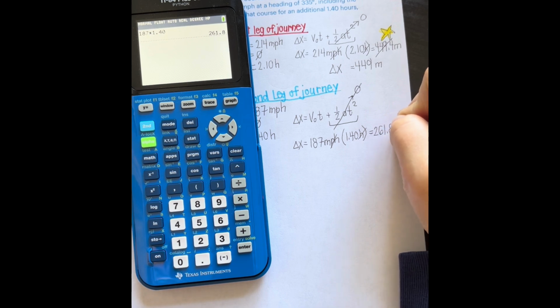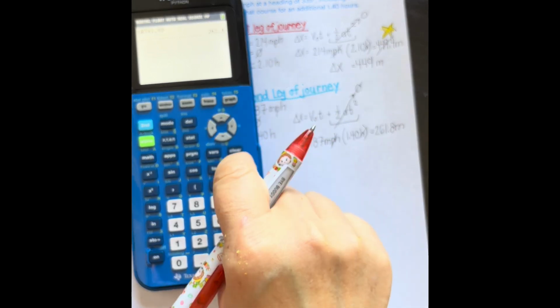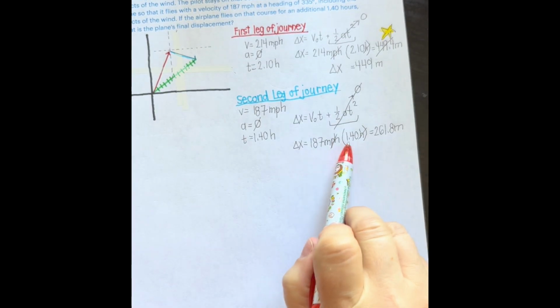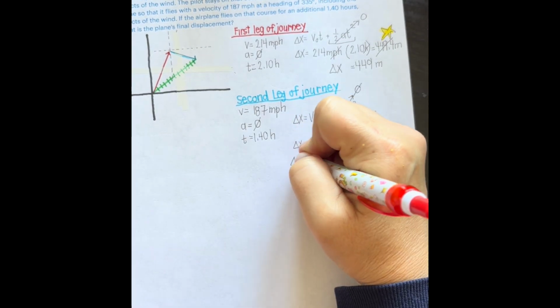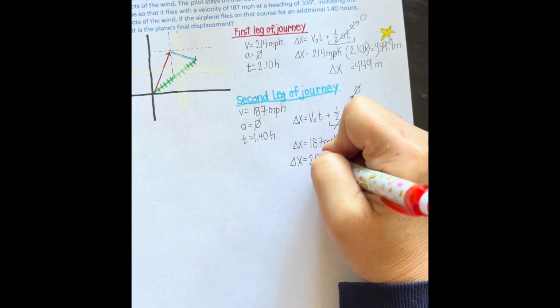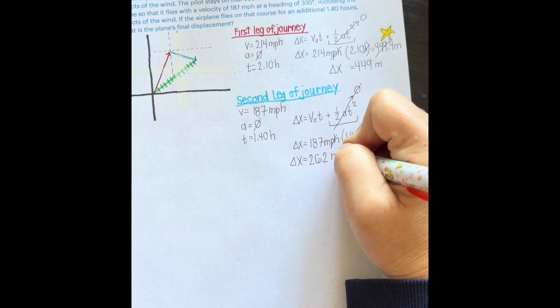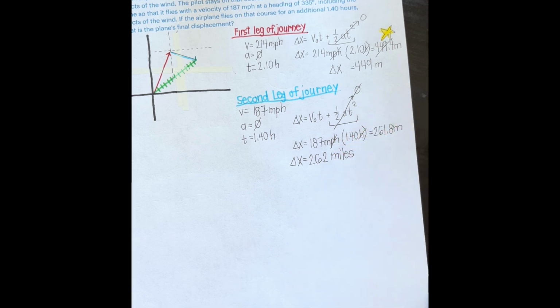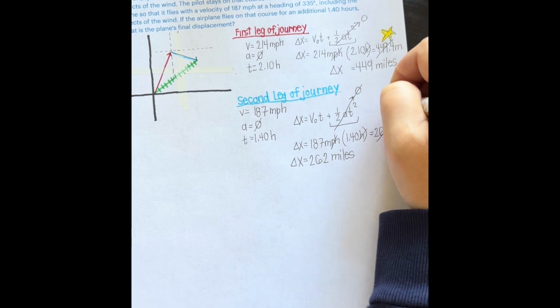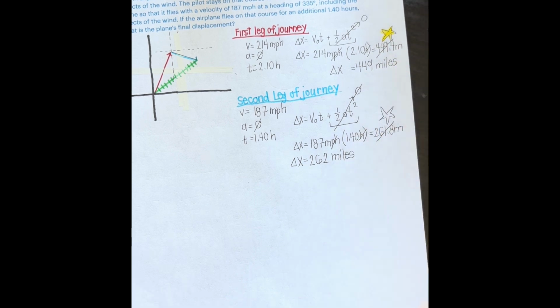261.8 miles. Now, we know that's too many significant figures. We can have 3. So our delta x is 262. I should probably write miles because m might look like meters. So here we go. Let me just draw this so we know it's a significant figure problem. All right, so what do we have now?